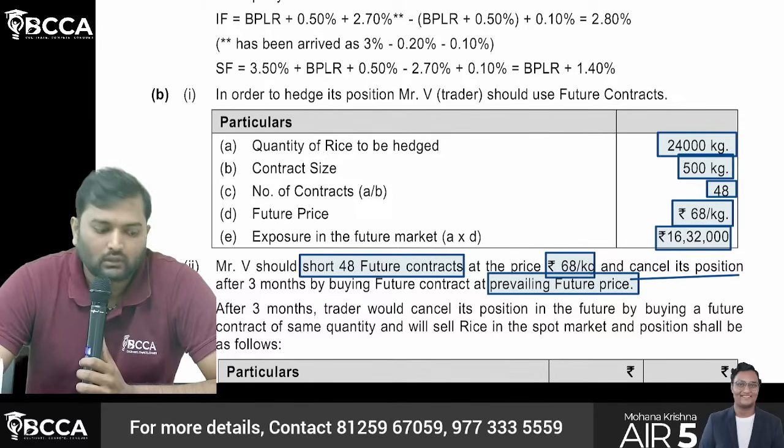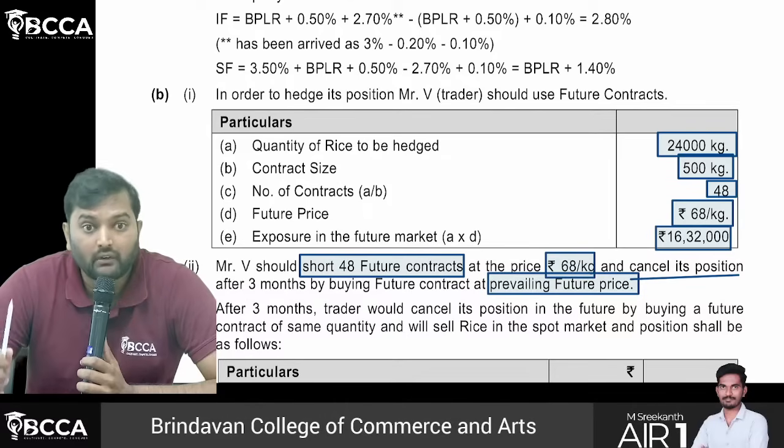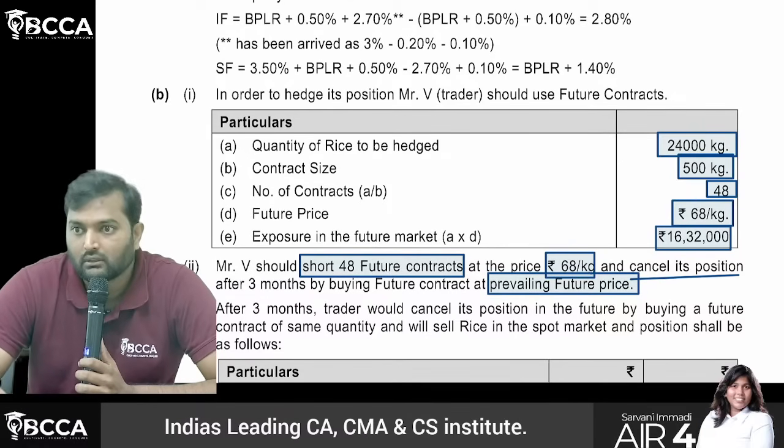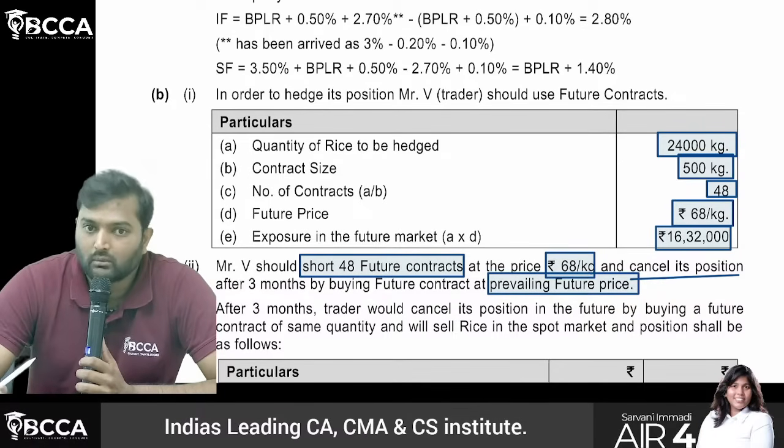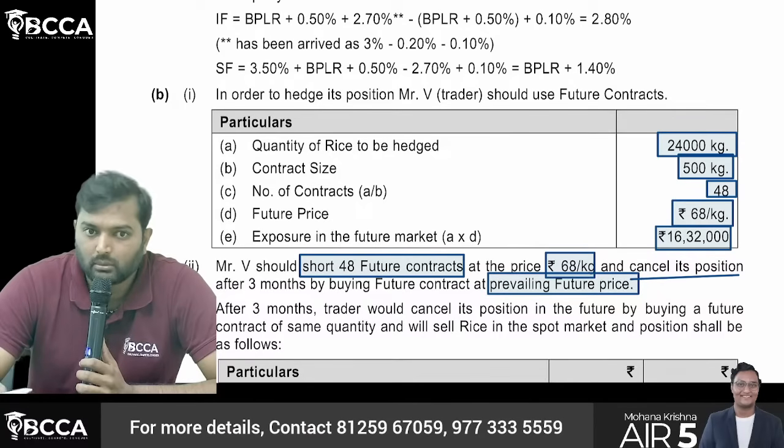So in the last question we required silver. Here we already have rice. In the previous question we took a long position. Here we are taking a short position. Clear? And the last part.